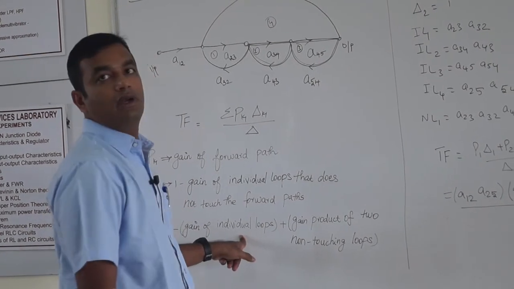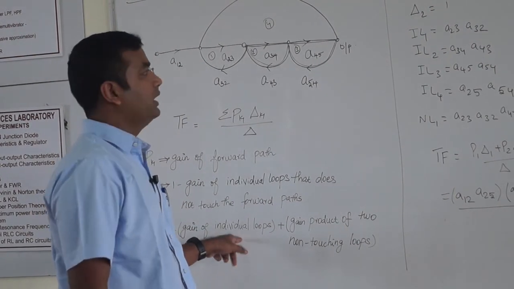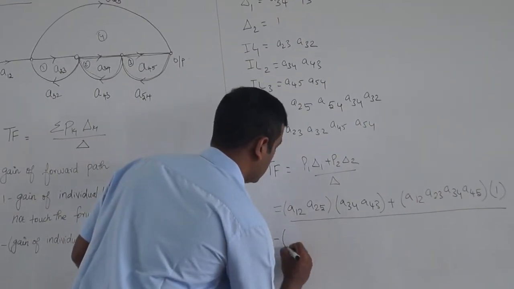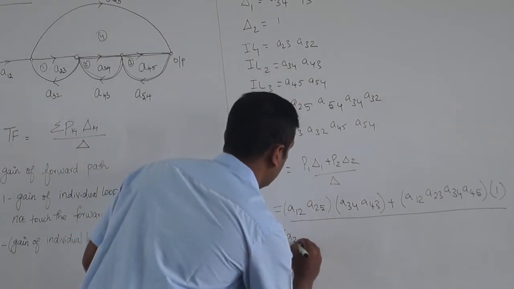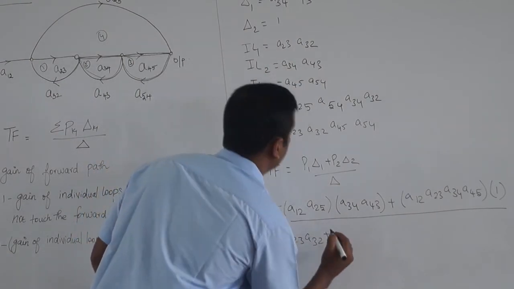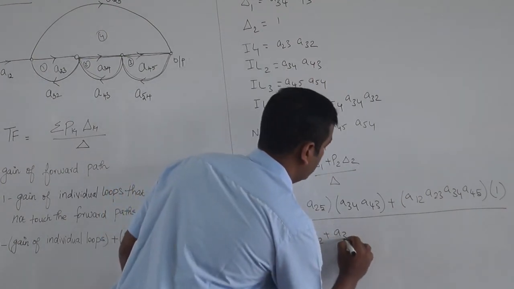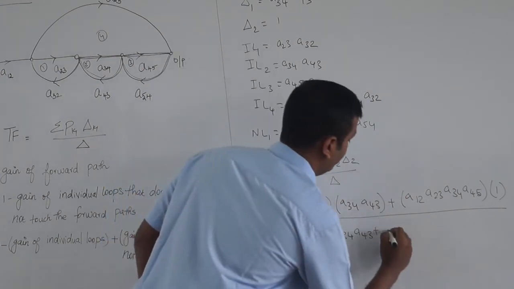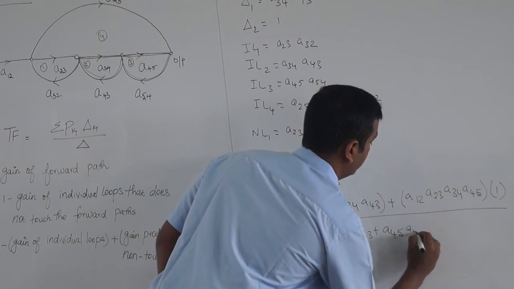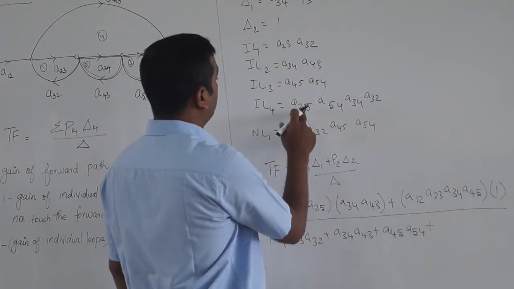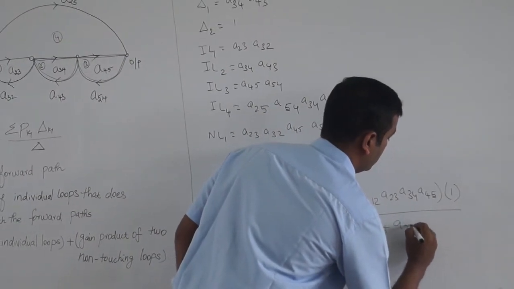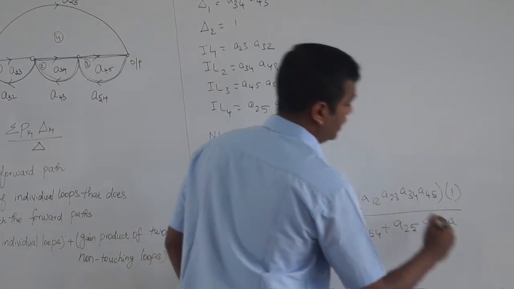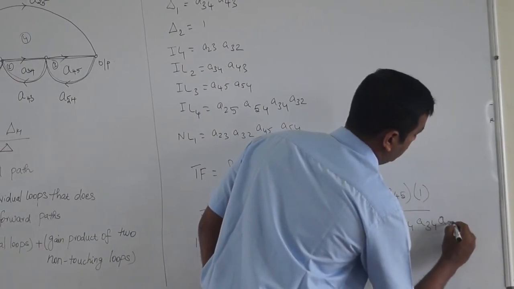1 minus gain of individual loops. So this is the gain of the individual loops. So let's write the gain of the individual loops. 1 minus gain of the individual loop. What is it? A23, A32 plus A34, A43 plus A45, A54 plus A25, A54, A34, A32.